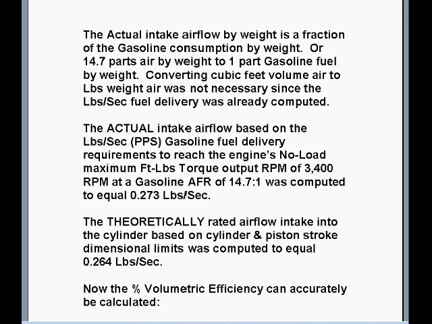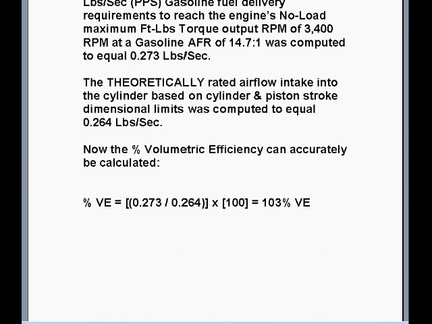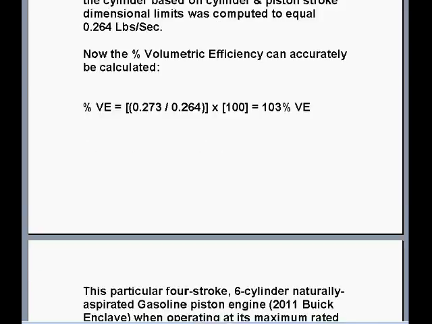The theoretical rated airflow intake into the cylinder based on the cylinder and piston stroke dimensional limits was computed to equal 0.264 pounds per second. Now the percent volumetric efficiency can accurately be calculated completely mathematically. We get 0.273 divided by 0.264 times 100. So this particular automobile engine has a volumetric efficiency of 103%, even though it is a naturally aspirated induction system.